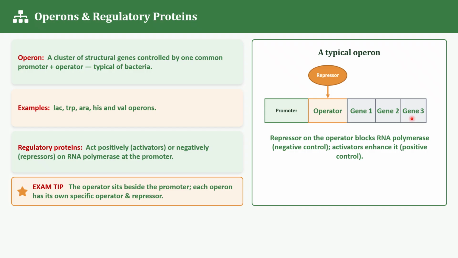When the repressor binds to the operator, RNA polymerase is prevented from transcribing the structural genes. So if the repressor is binding, it means transcription is off. If the activator is acting, it means transcription increases, right? We'll see the next one.